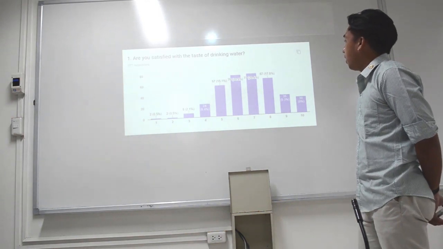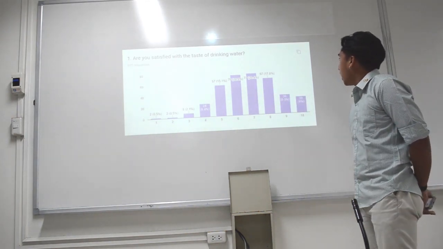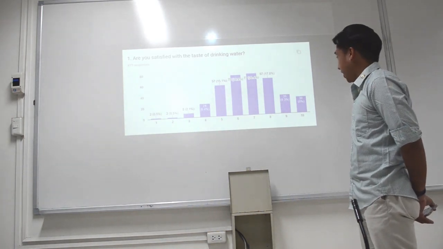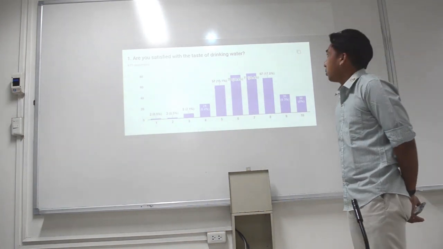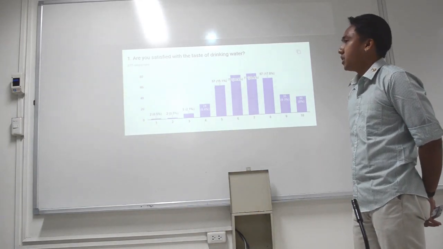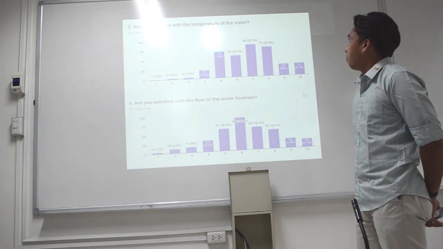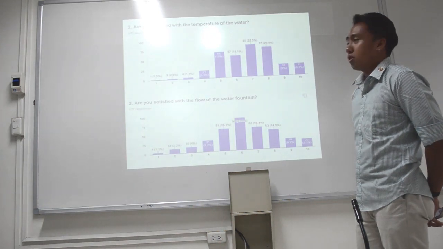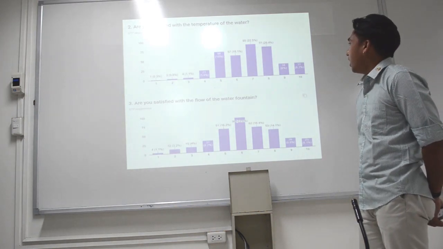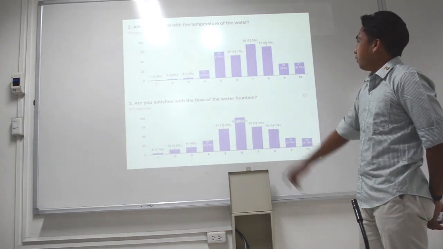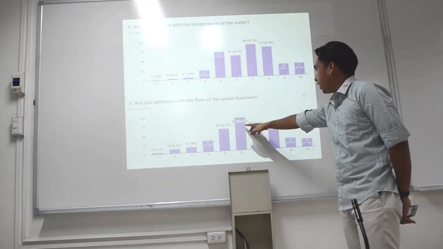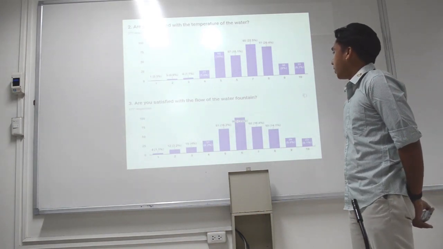And this is the satisfaction with the drinking water. The average is 24.4%, which means they are satisfied with the taste of the drinking water. The second question is the temperature of the water, and they are also satisfied because the highest is 22.5%. The flow of the water fountain also satisfies them because the average is 23.9%.